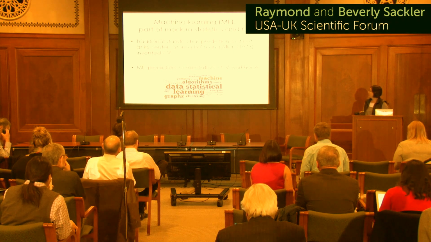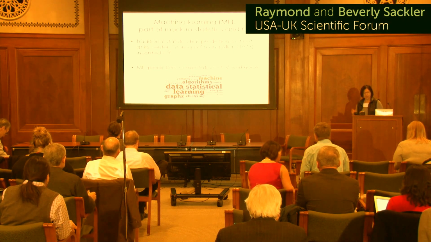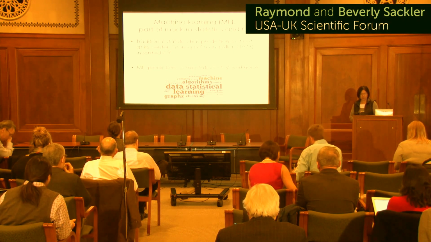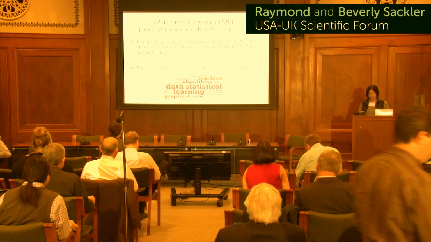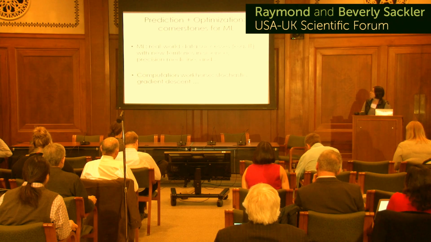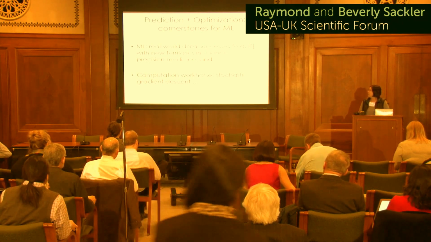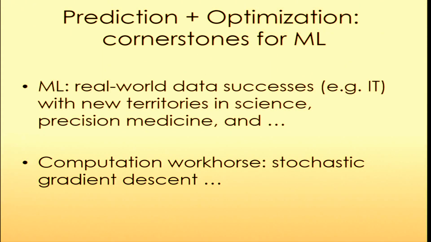Machine learning is really built on prediction, and cross-validation has been a really, really effective workhorse, invented by two statisticians in the 70s. We have seen lots of applications of machine learning. Now it's really coming to science and precision medicine. And the computation aspect of this is gradient descent, or stochastic gradient descent, which I'll touch upon.